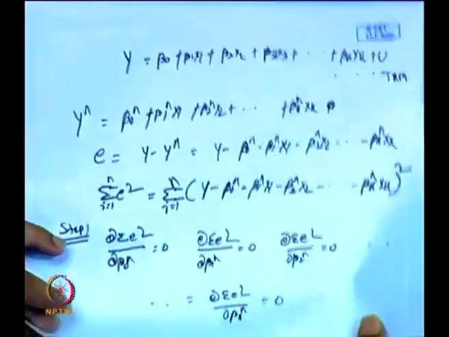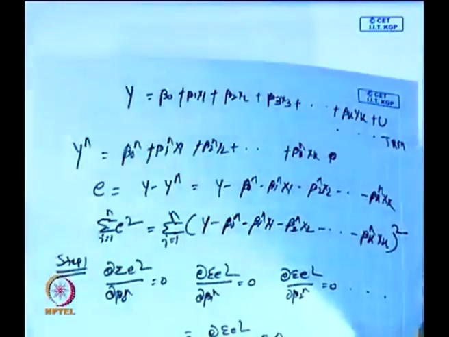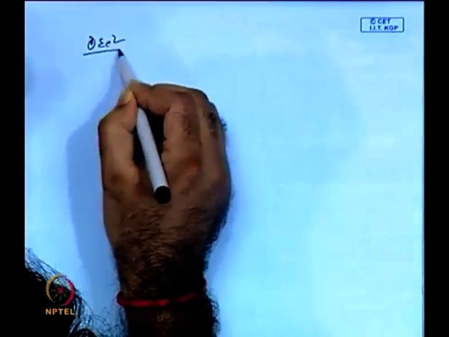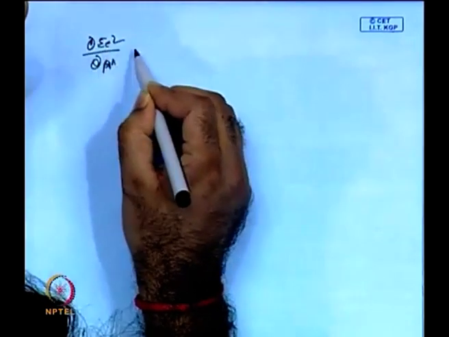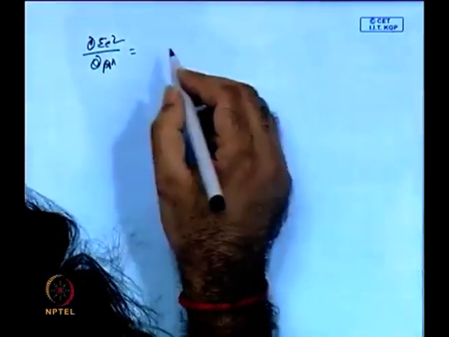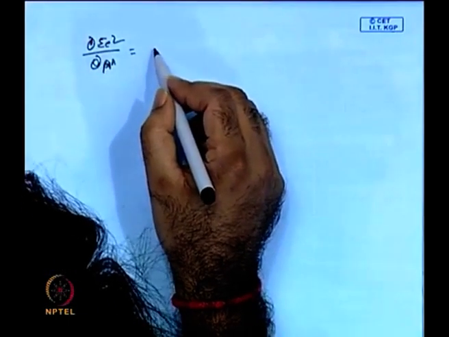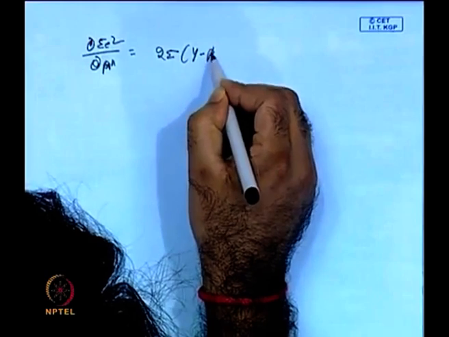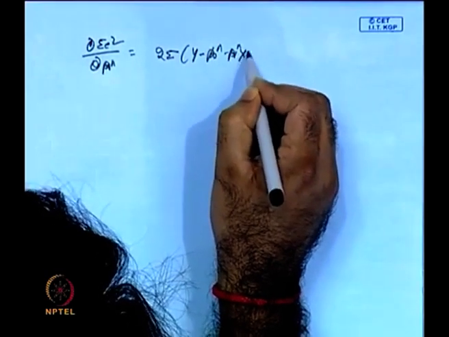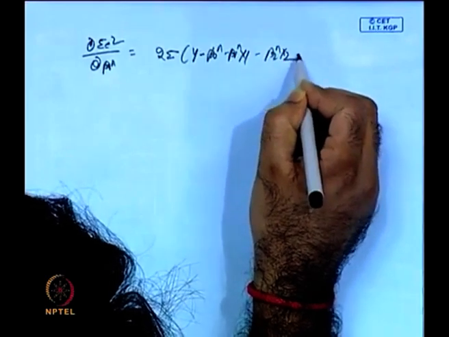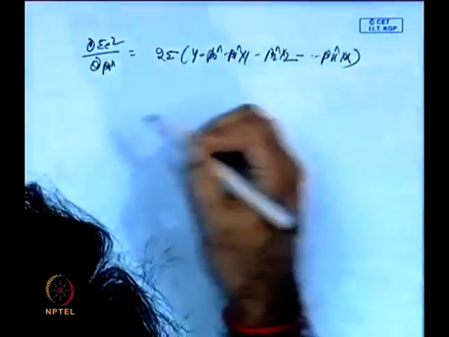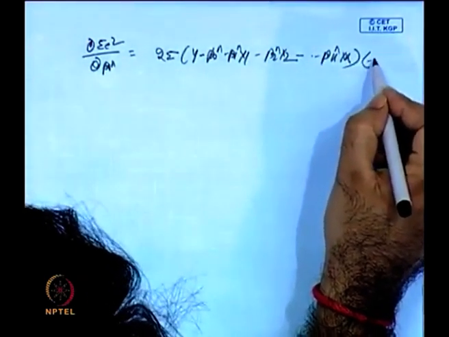So, now what you have to do? We have to proceed for the next step. So, how we will proceed for this next step? So, now what is d summation e square? d summation e square by d beta 0 hat is equal to summation y minus beta 0 hat minus beta 1 hat x1 minus beta 2 hat x2, okay, minus beta k hat xk, okay. So, into minus 1 is equal to 0.